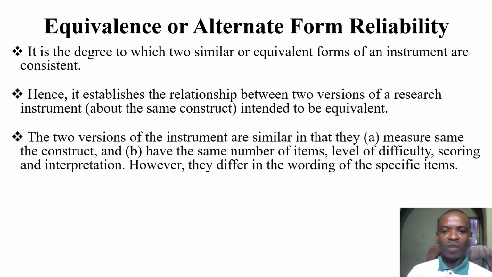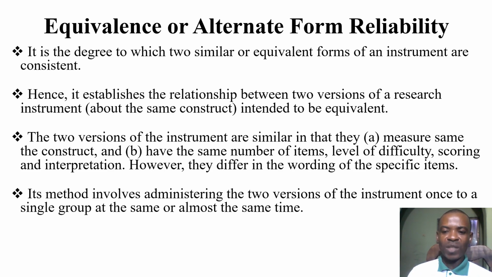The 2 versions of the instrument are actually similar because they measure the same construct and they have the same number of items, the same level of difficulties, the same scoring pattern and interpretation. However, these 2 forms of instrument differ in their wording of the specific items. That means the content of the specific items will differ, but that doesn't mean that they measure different constructs.